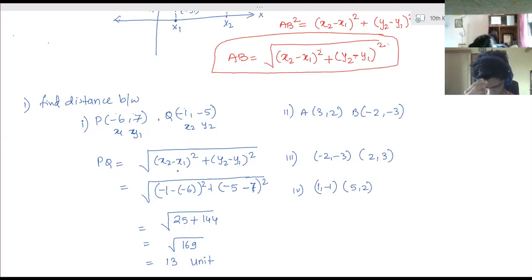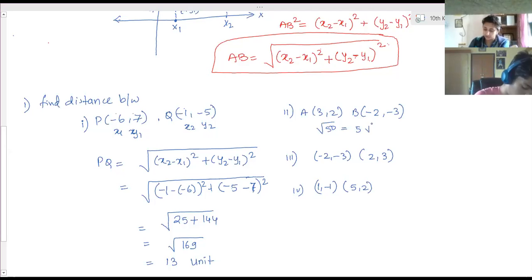What's the first answer? Root 50. So root 50, you can write it in a simple form also. That is 50 is 25 twos. So 5 root 2 units.